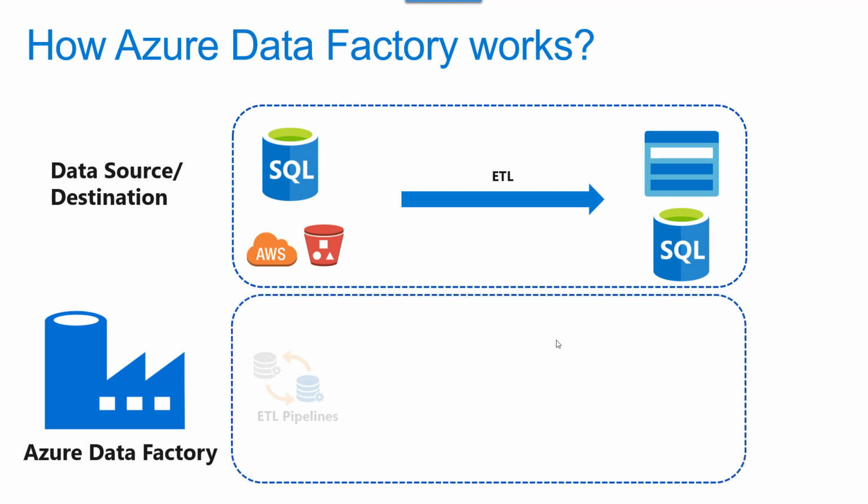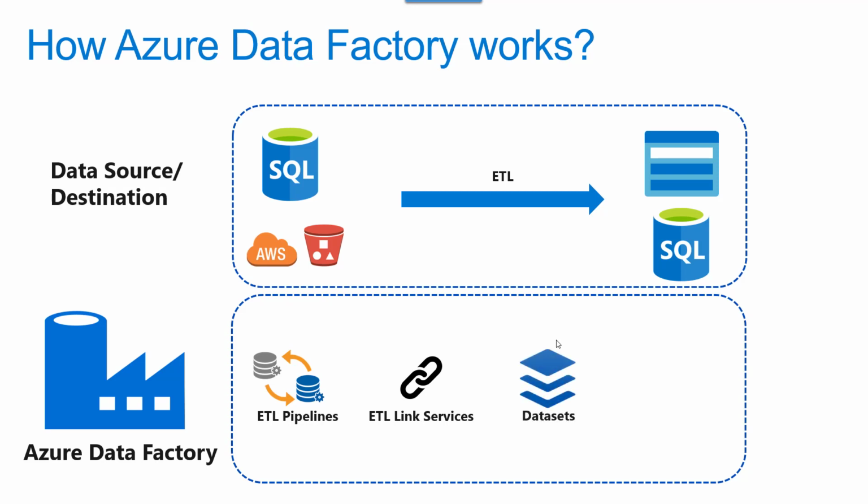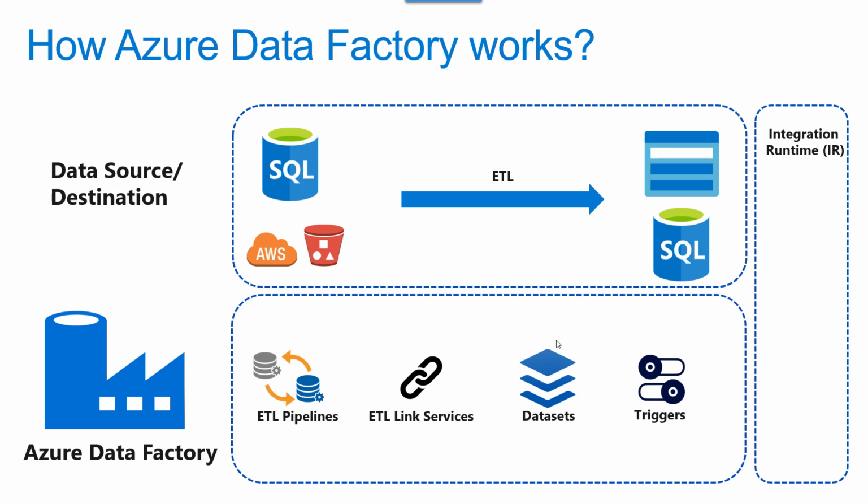By using Azure Data Factory, I can build ETL pipelines that identify what the source and the destination are. And this pipeline uses linked services, which contain the information about the connection between the source and the destination. And then also the dataset, which includes the connection to this source and destination, and also triggers. Azure Data Factory can use integration runtime, the compute infrastructure used by Azure Data Factory to provide the following data integration capabilities across different network environments.